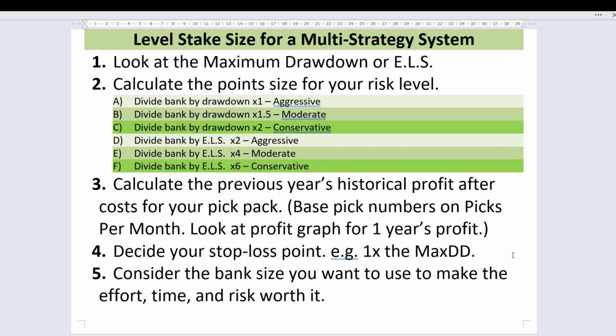And then decide your stop loss point. Is it going to be 1 times the maximum drawdown, or is it more? As I said before, I'm a bit aggressive, so I just use 1 times the maximum drawdown. And then consider the bank size you want to use, and if it matches the effort and time it's going to need to do it.